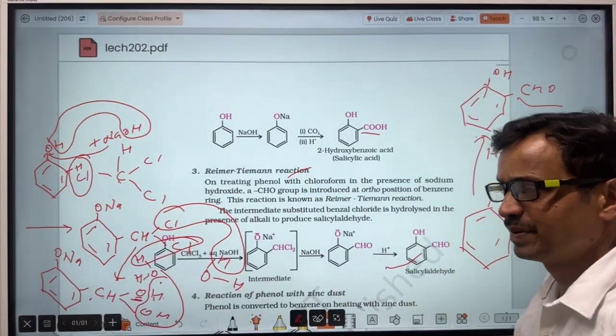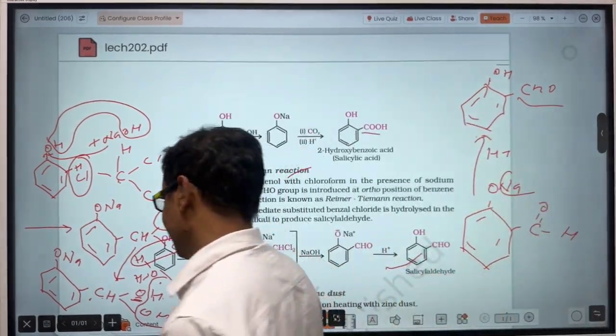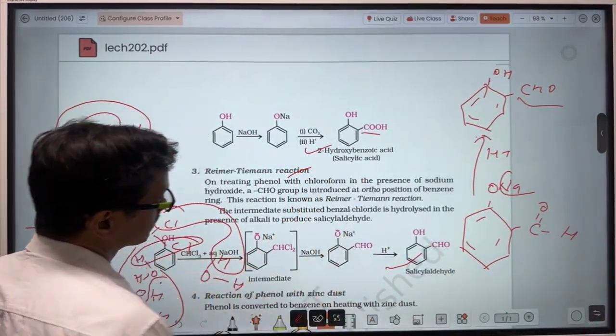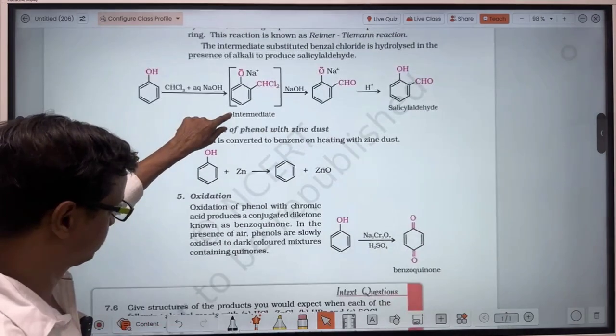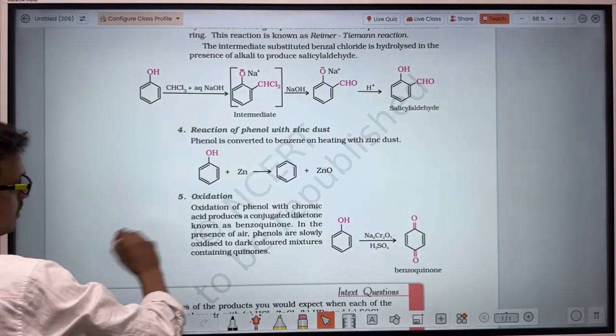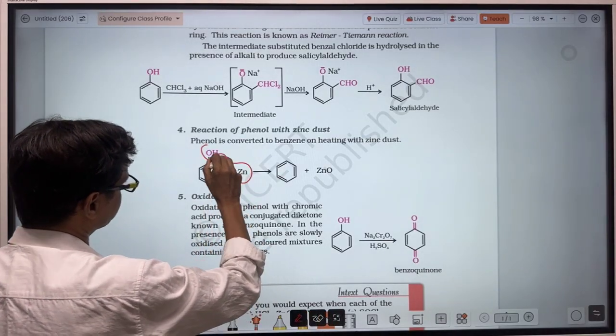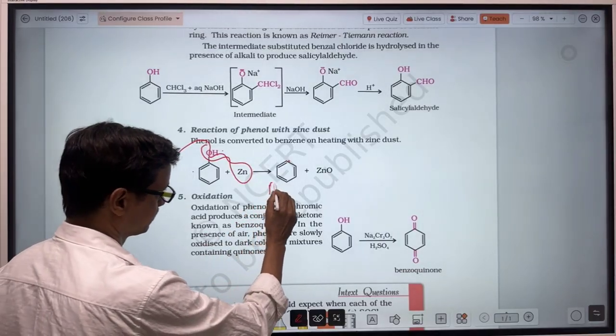In Reimer-Tiemann reaction, we prepare salicylaldehyde. Clear? In Kolbe reaction, we prepare salicylic acid. Then after this, reaction with zinc, this reaction is very easy. Zinc will combine with oxygen here, form ZnO and hydrogen will get bonded. So there will be formation of benzene.